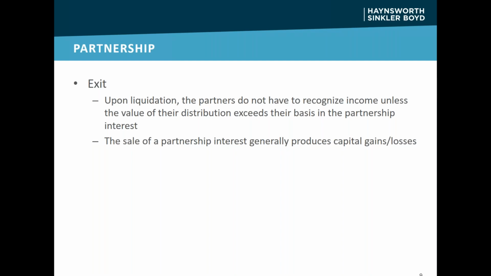And Section 741 of the Internal Revenue Code states that gain or loss recognized is treated as a gain or loss from the sale or exchange of a capital asset, except the portion that relates to unrealized receivables and inventory items, and that amount is treated as ordinary and is taxed at a higher rate.